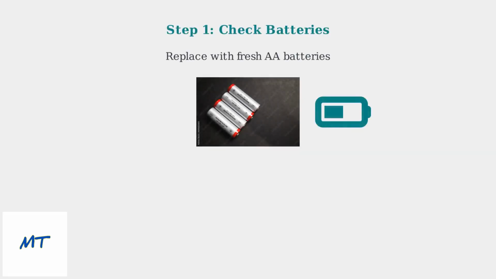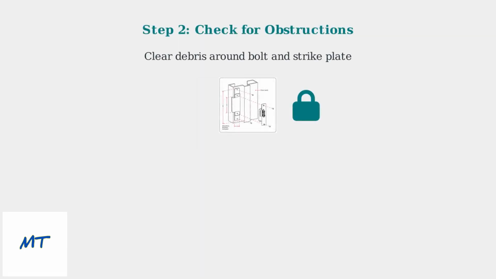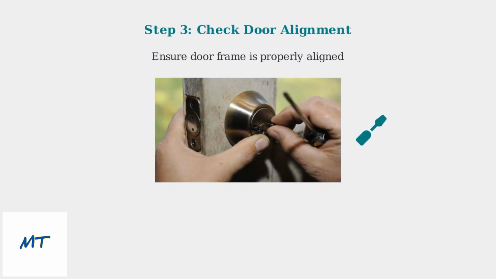Before attempting more complex fixes, first ensure your batteries aren't the issue. Replace them with fresh AA batteries. Next, check for any physical obstructions blocking the bolt's movement. Clear any debris around the bolt and strike plate. Finally, ensure the door is properly aligned. A misaligned door frame can cause the bolt to bind.